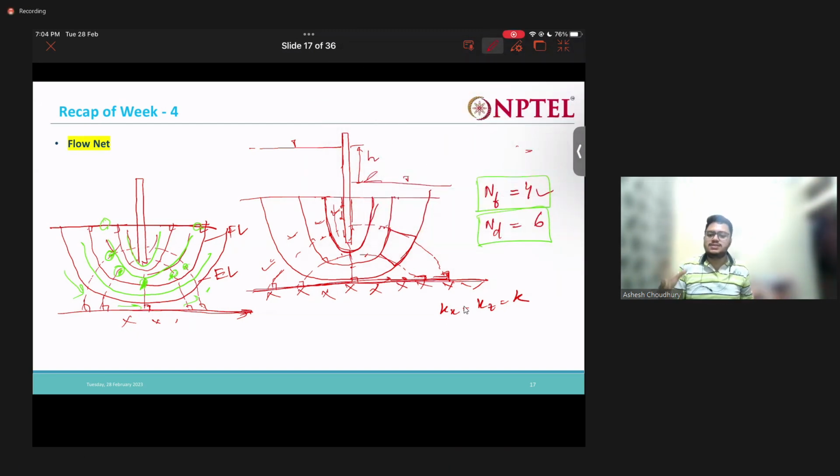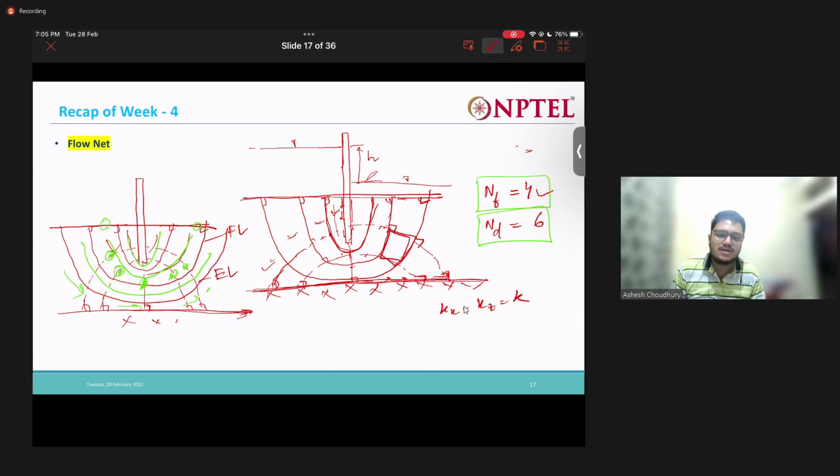This can actually change. If we draw smaller curves, then we can draw more. The flow net varies from person to person. It won't be the same, but we always need to make sure that my end conditions and my criteria are satisfied. Here it should always be perpendicular, because we are considering these lines as equipotential lines and this as the flow line. Also these should always be perpendicular to each other, and these should always be square.